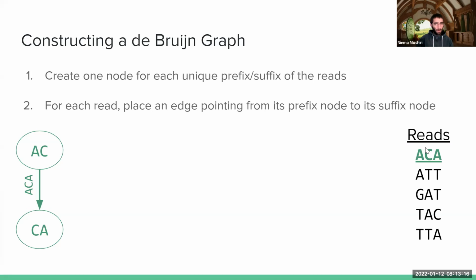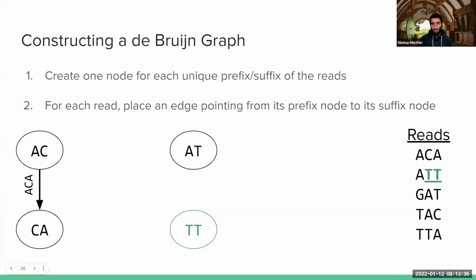Okay, everyone with me so far? Any questions about that first one? Kind of makes sense? Okay, I see a thumbs up, perfect. Let's go to the next one. The next one is ATT. I create a new node for AT because it doesn't already exist. Then the suffix is TT, so I create a new node for TT. And the entire read ATT, I'm representing as an edge, this link from AT to TT.